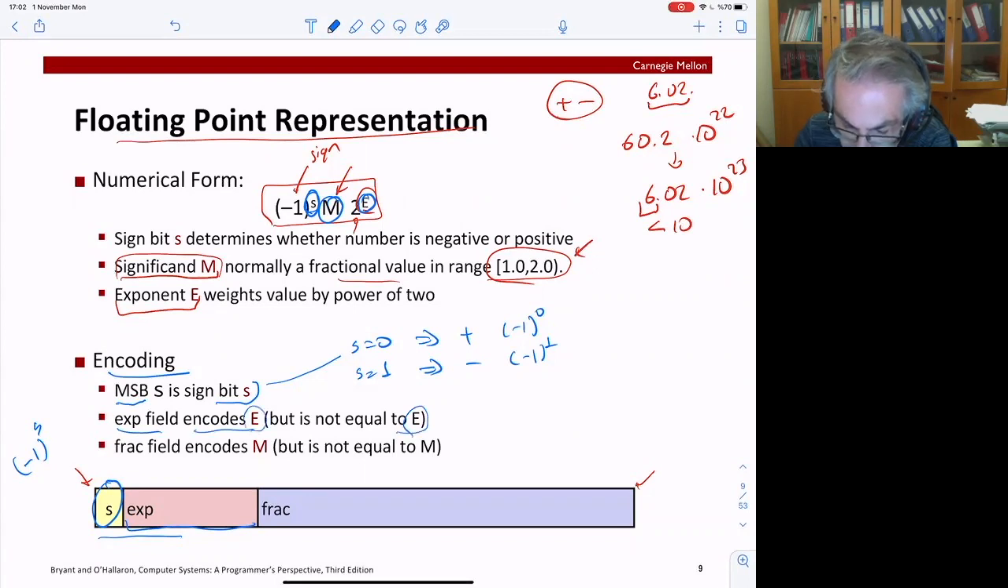Meaning that for the exponent, this is the bit pattern that we have in this region, in this range, and from this we will compute E, which is the exponent. And then we have the fraction part, and this one encodes M but is not equal to M.